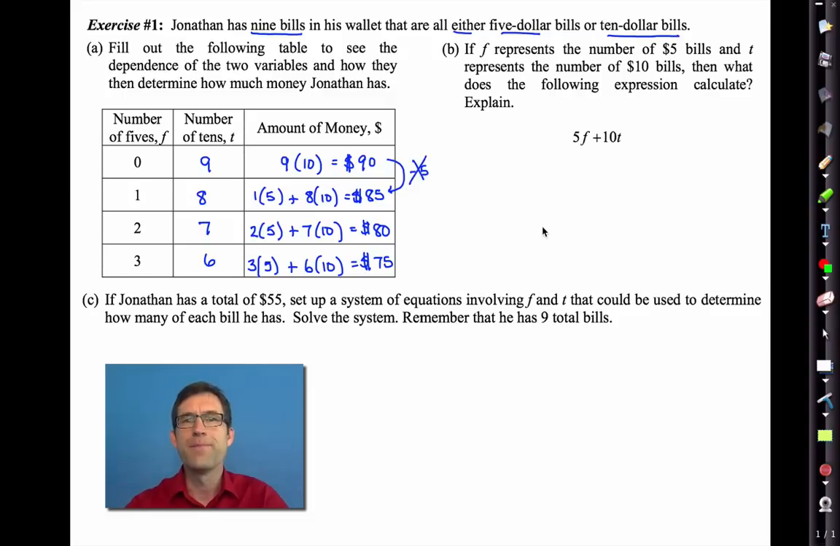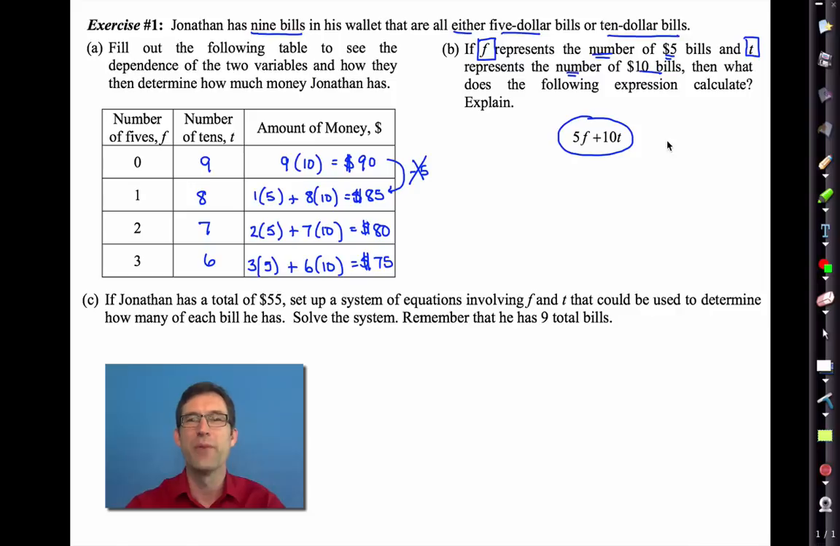Let's take a look at letter B. Here, we're going to introduce a variable. If f represents the number of $5 bills and t represents the number of $10 bills, then what does the following expression calculate? So what does that expression give you as an output? And then explain. I'd like you to pause the video for a minute and think about that, but keep in mind again that f represents the number of $5 bills and t represents the number of $10 bills. Okay, pause the video now and try to explain or figure out what that expression calculates.